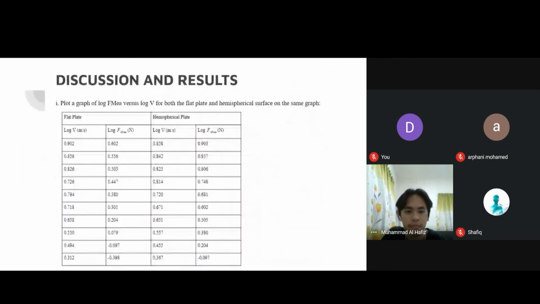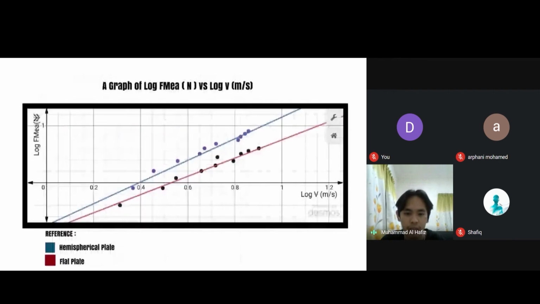So for the discussion, the first one is to plot a graph of log F measured versus log V for both the flat plate and hemispherical surface. So this is the data. We just put on the calculator log F measured and log V. So this is the graph. The upper one is for the hemispherical plate, and the lower one is the flat plate.